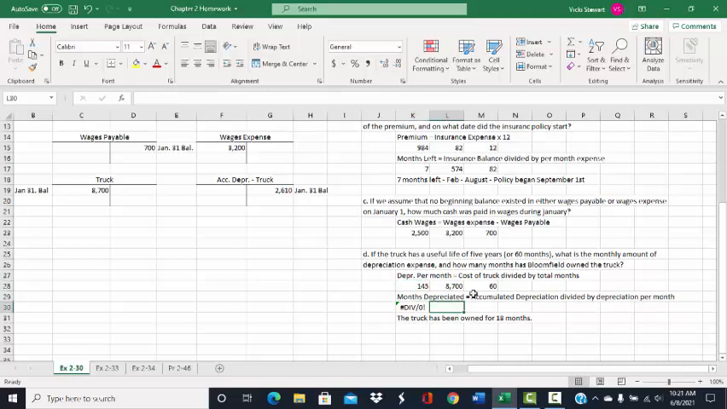The next part of the problem asks us, how many months has Bloomfield owned the truck? Okay, so we can take the accumulated depreciation, which is $2,610, and divide that by the monthly depreciation amount of $145, and that will give us the number of months that we've owned the truck. So the truck has been owned for 18 months. And that is the end of the demonstration for exercise 230.